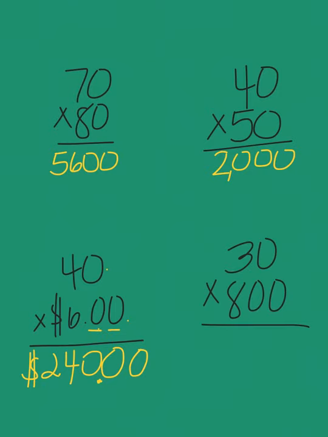Let's look over at 30 times 800. Our first digits are 8 times 3, which equals 24. And there are 1, 2, 3 zeros. 24,000. Did you get them?